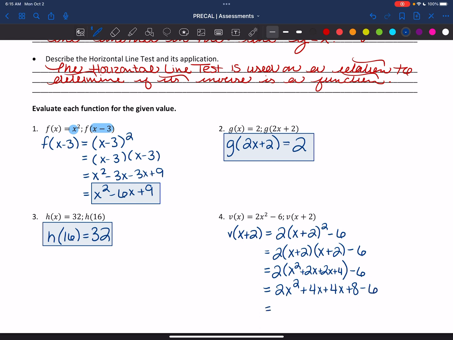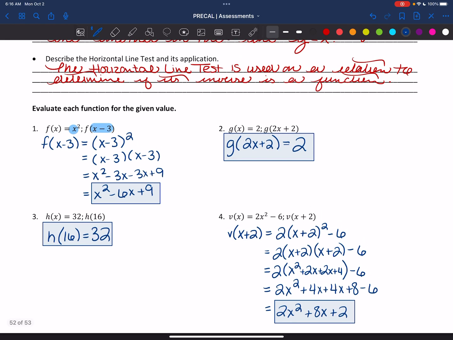And now to finish it off, we can go ahead and combine our like terms. The two 4x's, you add those up and that gives you 8x. And then we have an 8 minus a 6, which is going to be a 2. There you guys have it.